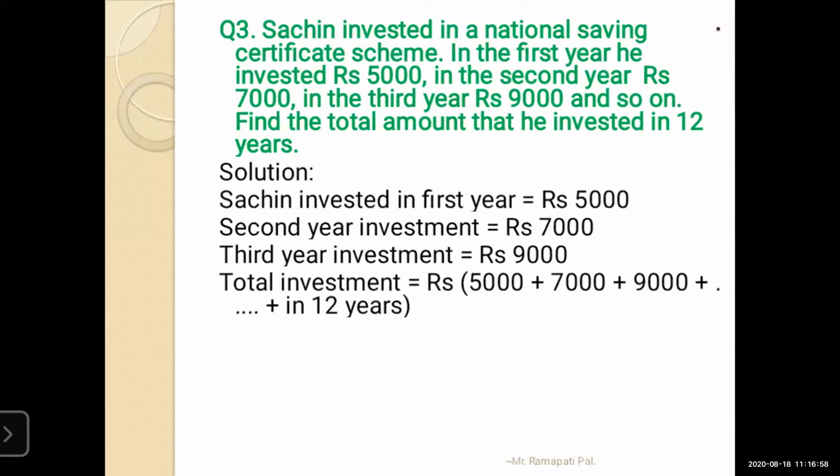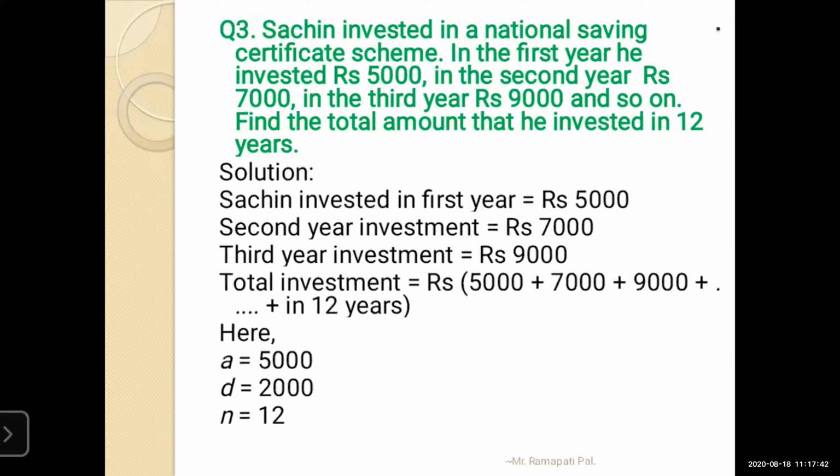Correct? Now, write in the chat box, what is A? Yes, Sahil has written first. D, correct. N, 12, Drishti has written. Okay, very good. So we know what is A, what is D, what is N. Correct? So let's start the next finding, means how much total amount he invested in 12 years. So which formula are you going to use here now, because we know A, D and N?